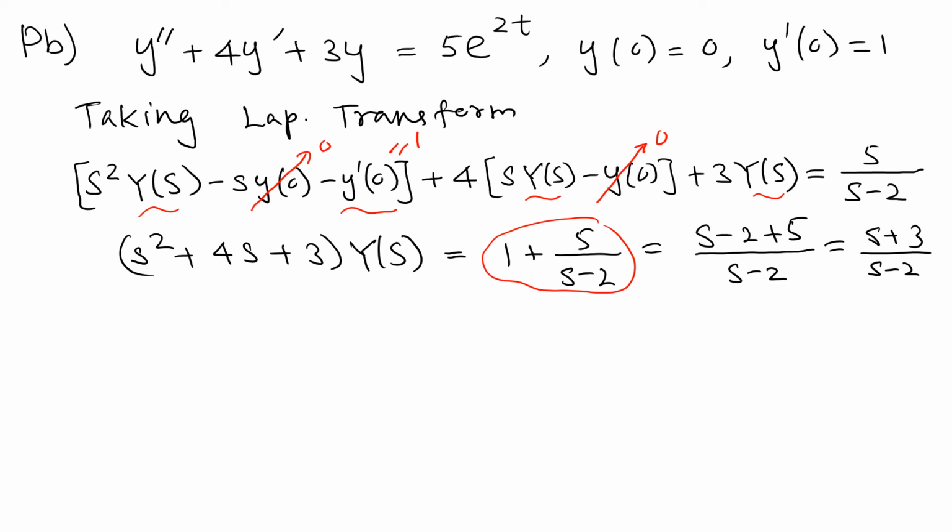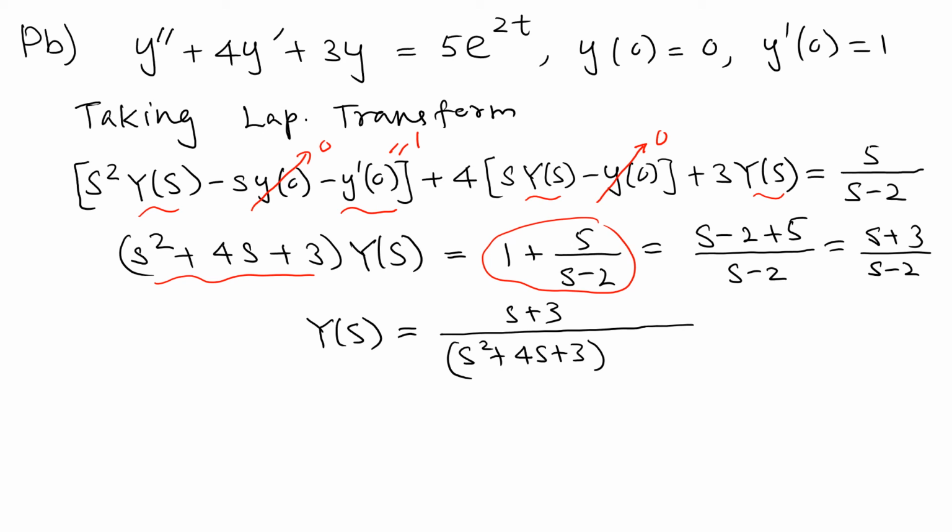Now let's divide both sides by this factor, so you can write Y(s). That's the next step: you isolate the Y(s) term. So we divide, and it is s plus 3 over s squared plus 4s plus 3. You can actually write the factored form, but I'm just writing all these steps. Then times s minus 2, and now we can factor this one.